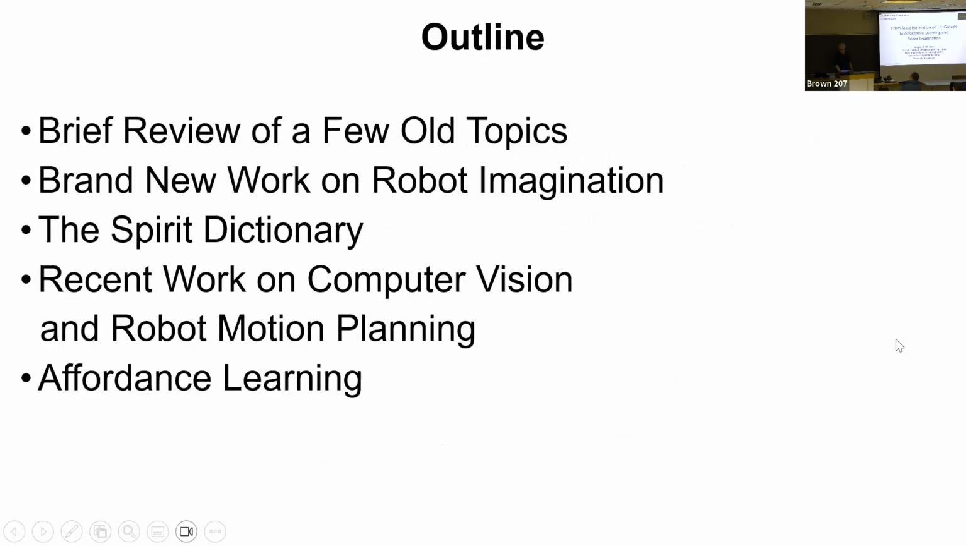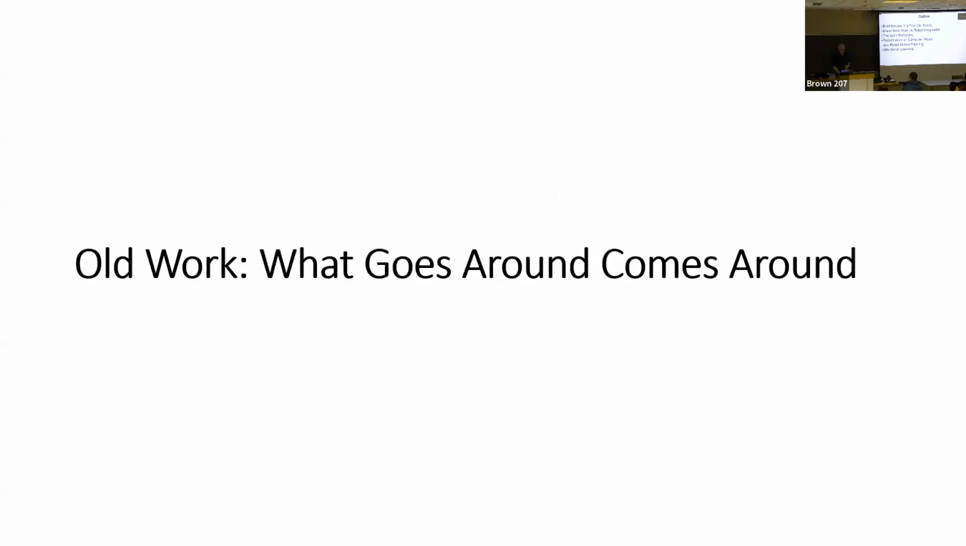So I do quite a lot of algorithms. What I'll do today is give a brief overview of old topics, then talk about the newest work that I've been involved with, which we call robot imagination. That's related to some other things. It combines computer vision, motion planning, and affordance-based reasoning, and something that we call affordance learning. So we'll talk about that. But first, I'll talk about old work.